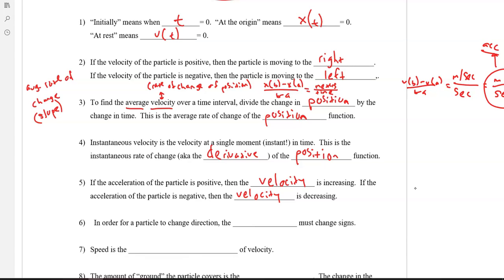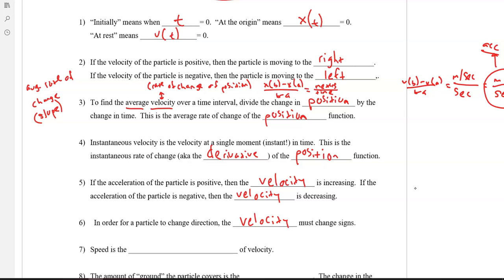If we want to know when the particle is changing direction, that would mean the velocity must change signs, right? A positive velocity indicates you're going one direction, and if you have a negative velocity, you go the opposite direction, right? And so velocity changing from positive to negative or negative to positive, then you have to change signs, okay? Speed, all right, is related to velocity, but it's not the same idea.